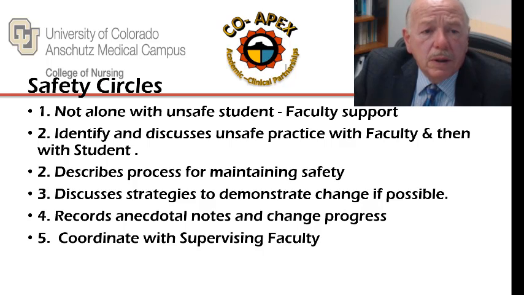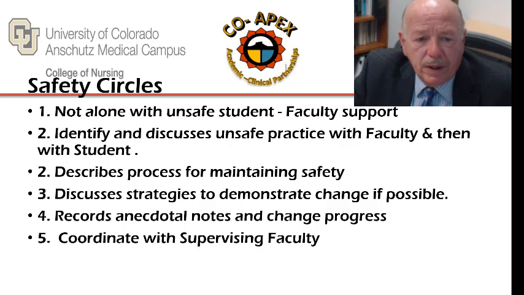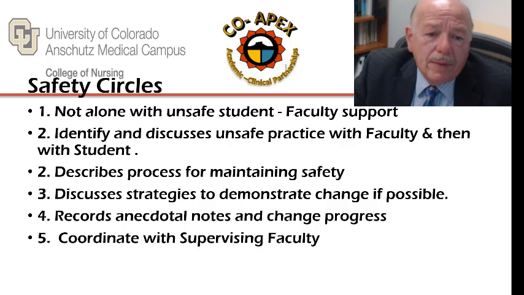And finally, we look about safety circles. In other words, individuals are not alone with an unsafe student. Whenever a student demonstrates unsafe behavior, you have faculty support. Please identify and discuss unsafe practice with the faculty and then with the students. Describe the process for maintaining safety. Discuss strategies to demonstrate change if possible, and make sure that you keep a record of anecdotal notes and the change process, particularly around safety issues.